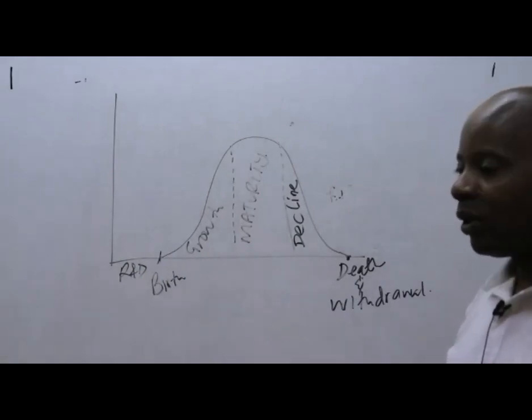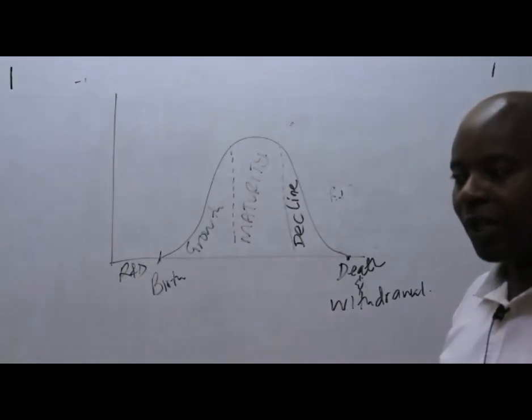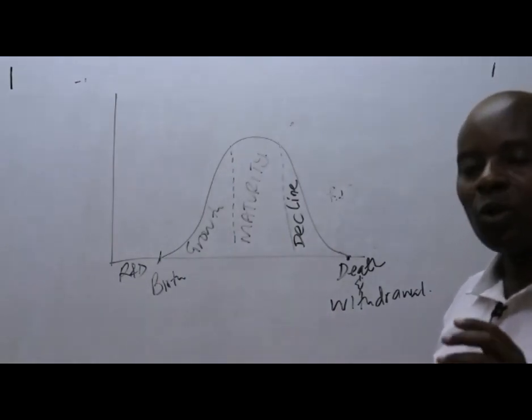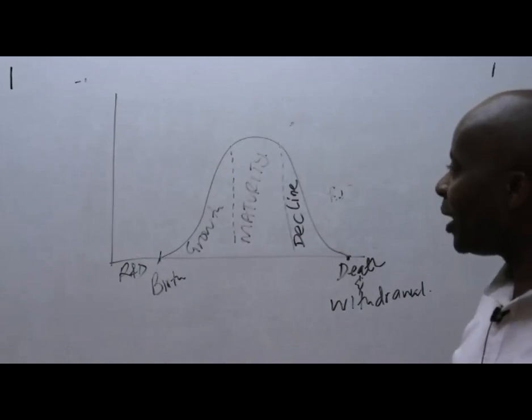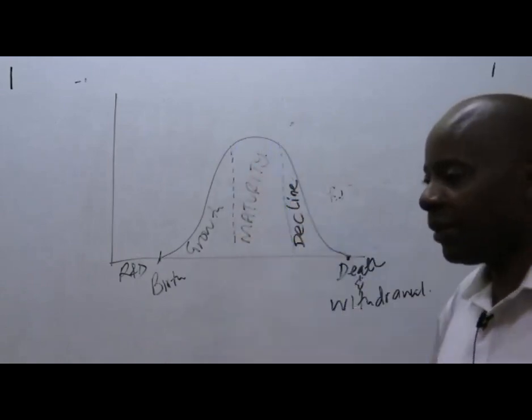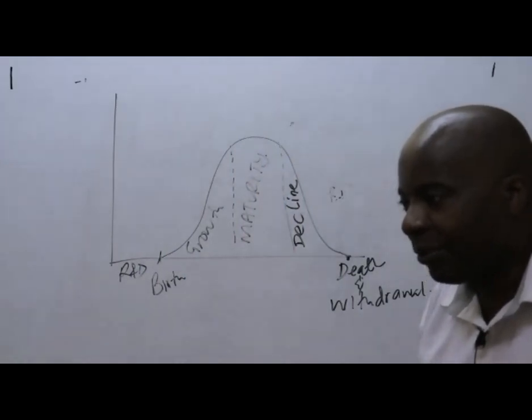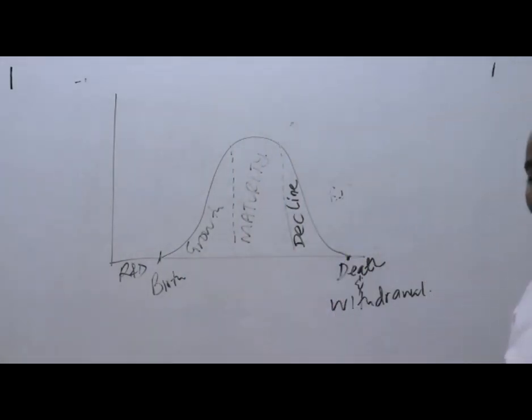After birth, we experience growth. Now grow fast. You can't grow forever. Of course, even human beings, if we were to grow forever, ladies and gentlemen, then we'll become giants. So after that, of course, maturity, there will be decline, and then, of course, we expect death, and of course, withdrawal.